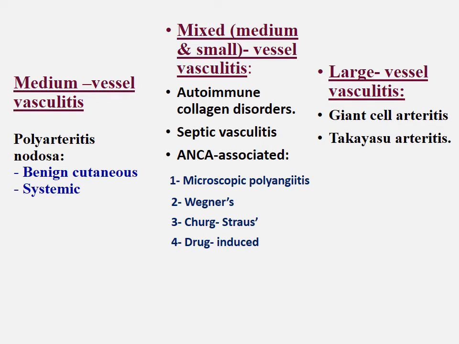We have vasculitis affecting medium-sized vessels. Polyarteritis nodosa is the major member of this group, with its benign cutaneous form or the systemic malignant form. We have vasculitis affecting medium and small-sized vessels. This includes mixed autoimmune collagen disorders, septic vasculitis, and the one just mentioned, the ANCA-associated vasculitides. And we have the large vessel vasculitides, giant cell arteritis and Takayasu arteritis.